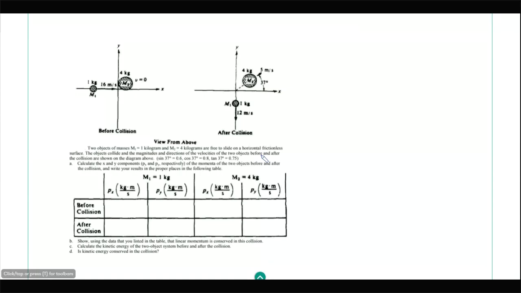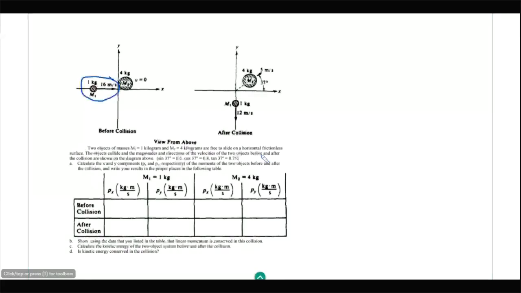So we've got 2 objects, M1 and M2. They're moving on a horizontal frictionless surface, and they collide with each other. So M1 and M2 beforehand, and then afterwards they move off at some sort of angle. Normally, when we see momentum questions, we're talking about one direction. This one's dealing with 2. It's no different. All we have to do is worry about what's happening in the vertical sense and what's happening in the horizontal sense.